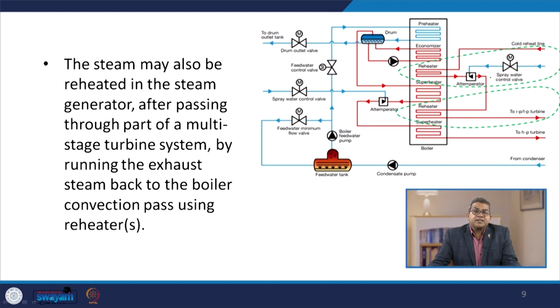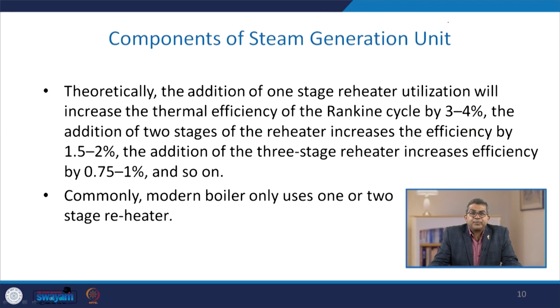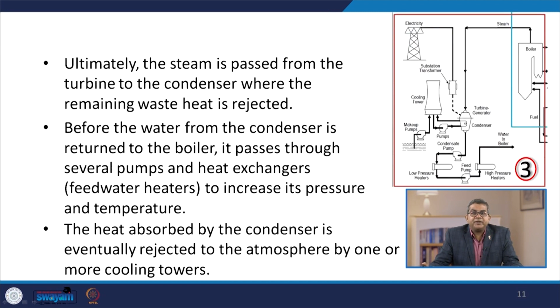Now when we are talking about the steam, this may also be reheated in the steam generator, and if we pass it through the multiple stage turbine system, we can extract the work. Here you see that we are having these preheaters, superheaters, etc. for the maximization of boiler efficiency. Theoretically, the addition of one stage reheater increases the thermal efficiency of the Rankine cycle by 3 to 4%. The addition of two stage reheater normally increases the efficiency by 1.5 to 2%, and the addition of three stage reheater increases the efficiency by 0.75 to 1% and so on. So commonly the modern boilers only use one or two stage reheating systems.